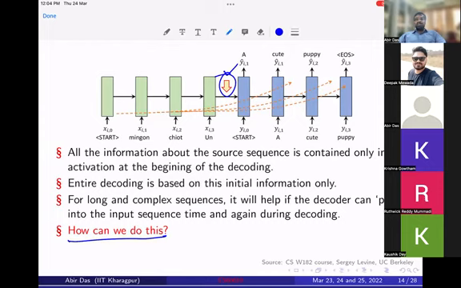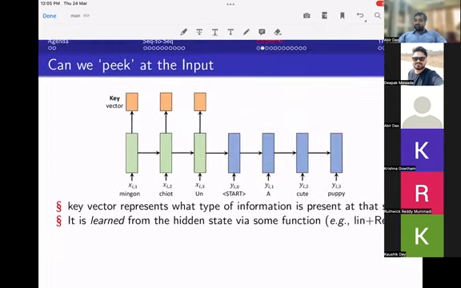But this may be a daunting task if it is a very long sequence, and if the decoder does not have any way to peek into it when it is required, or maybe after a few steps of decoding. It will help if the decoder can peek into the input sequence time and again during decoding. So we stopped at this point. How can we do it? It will help to have a look at all these portions while it is decoding.